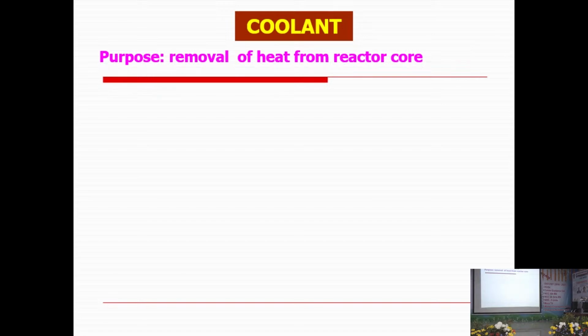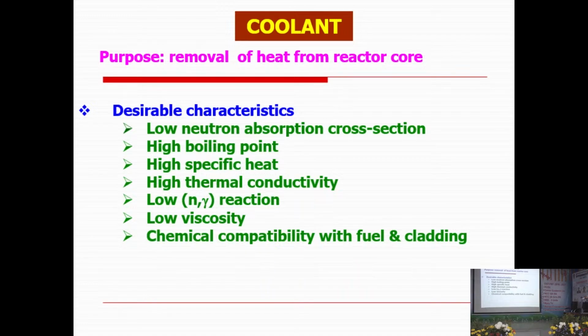The coolant: the purpose is the removal of heat from the reactor core. Then what are the desirable characteristics? You should have a low neutron absorption cross section, otherwise the F factor will be higher; the cross section should be low to maintain the F. A high boiling point, such that the heat efficiency will be increased. High specific heat, high thermal conductivity, low cross sections for neutrons, and you should also have low viscosity, such that I can pump with whatever pumps are available. If the viscosity is more, then I have to use high power pumps. And chemical compatibility with the fuel and cladding, as I mentioned earlier.